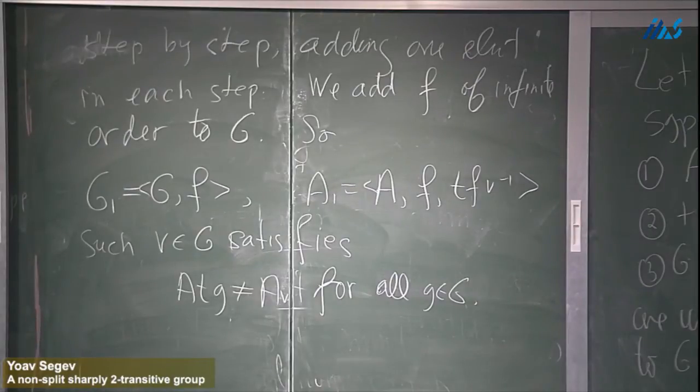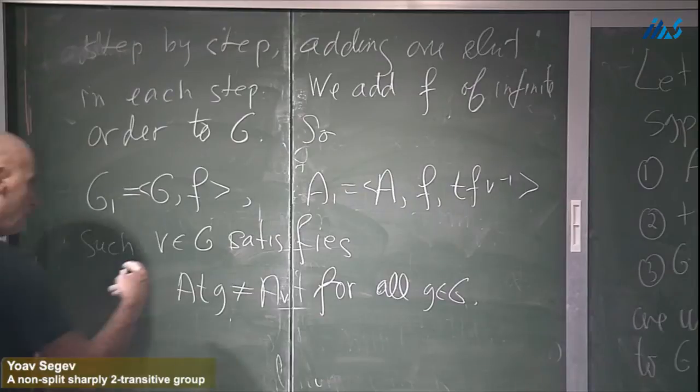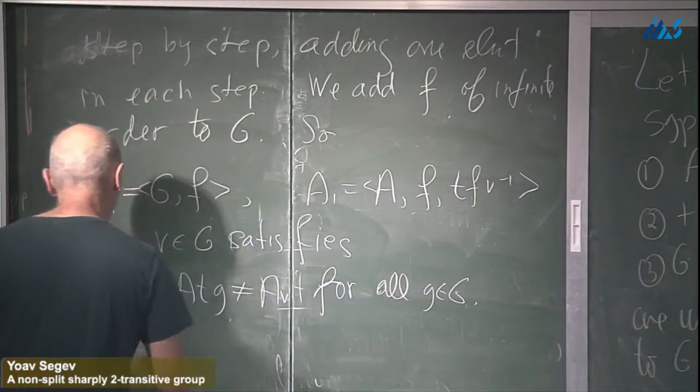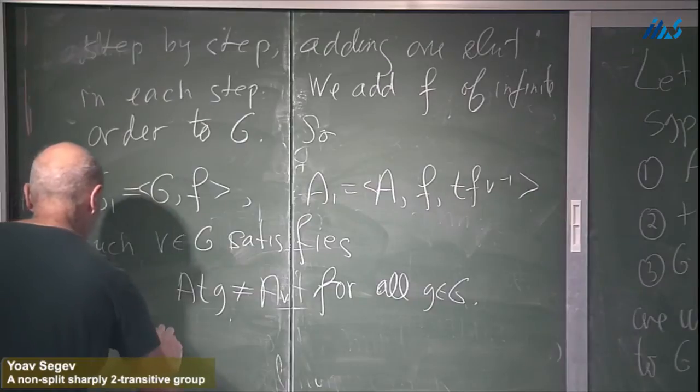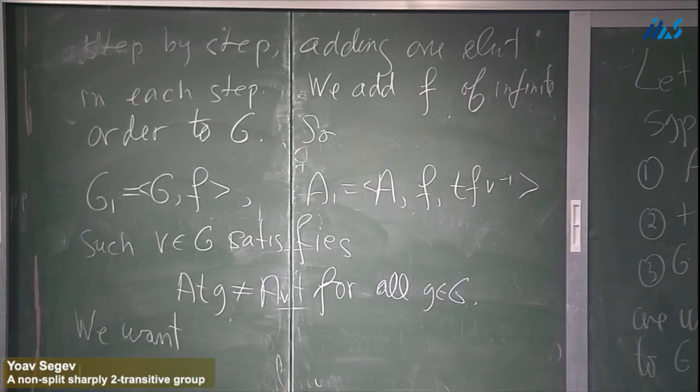Okay, but we want to add the element f in a controlled way. It seems that you assume that you're not acting transitively. Yes, exactly. I'm not acting transitively. G is not sharply two transitive. Since A is malnormal in G, if the action would be transitive, the action would be sharply two transitive. This is a witness that it is not transitive. If it would be transitive, this would fail.